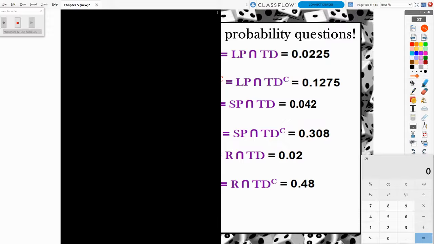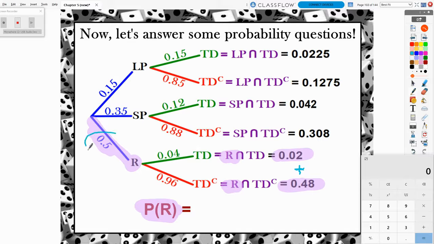So let's see. Is this a running play? No, this was a long pass. This was a long pass. This was a short pass, short pass. Hey, this was a running play, and this was a running play. So I could take these probabilities and add them together, and 2% and 48% give me still my 50%.